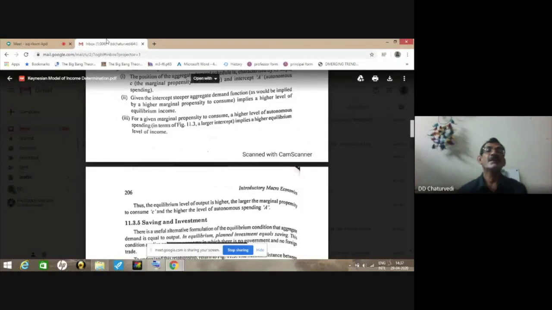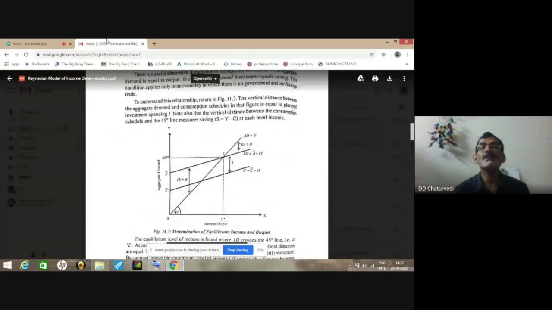And the next point, last point, for a given MPC, a higher level of autonomous spending, that means more intercept, will imply a higher equilibrium level of income. That means when A bar is more, definitely the aggregate demand curve will be at a higher level. So we will have to make a parallel upward shift in the aggregate demand curve. So we will definitely get the equilibrium point to the right. That means a higher income or output level.